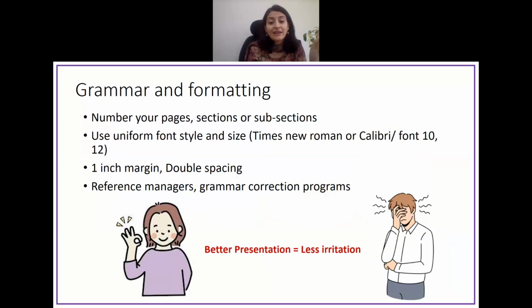And one more very important thing, whenever you write your concept proposal, is the grammar and the formatting. So it's extremely important to have clear numbered pages with sections properly defined with a uniform font style as well as size, preferably with a 1 inch margin and double spacing. You can also use reference managers and grammar correction programs, because if you have a better presentation, then your work is more likely to be read properly and received in a favorable manner.